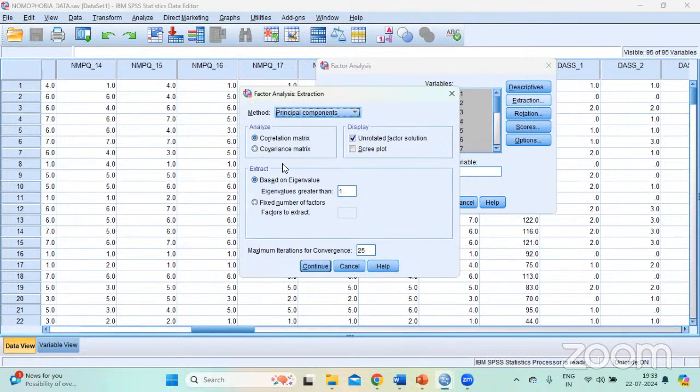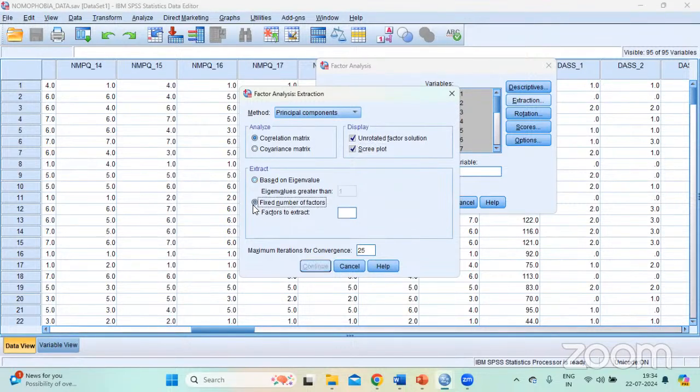So we are analyzing the correlation matrix. That's the starting point that we are getting here. So PCA will be analyzing the correlation matrix for this particular data set. And what all things it will be displaying: unrotated factor solution, scree plot. And how is it going to extract? Based on eigenvalues. That's the criteria that we are specifying.